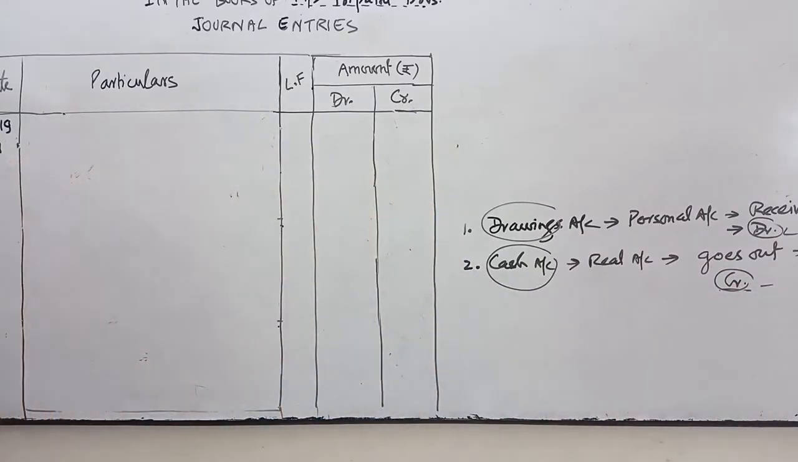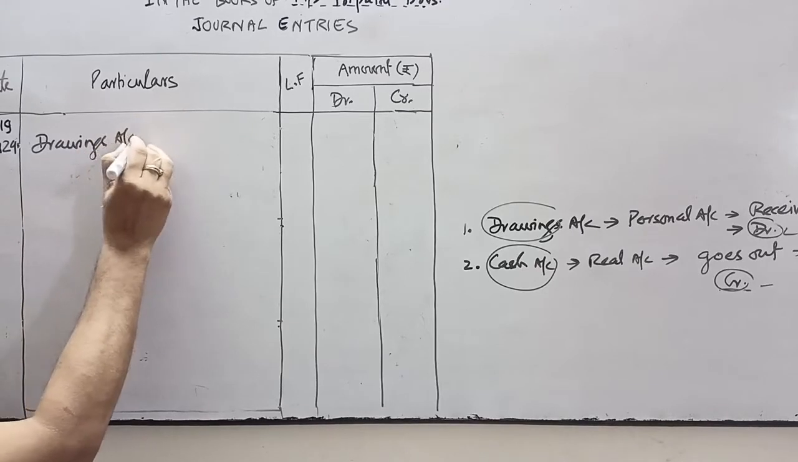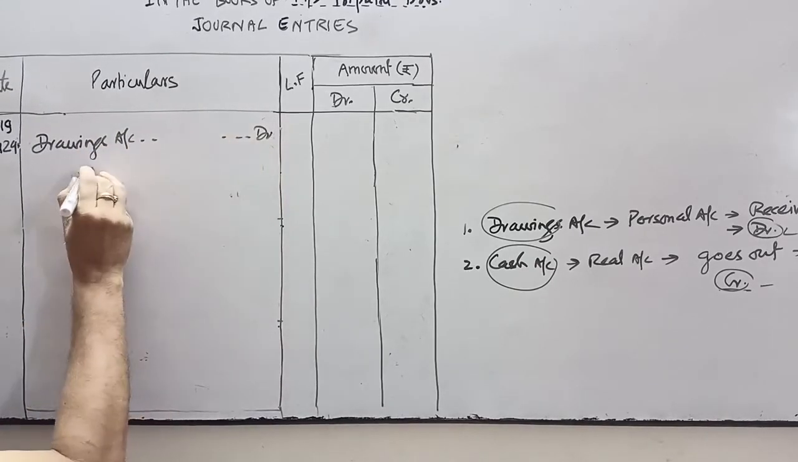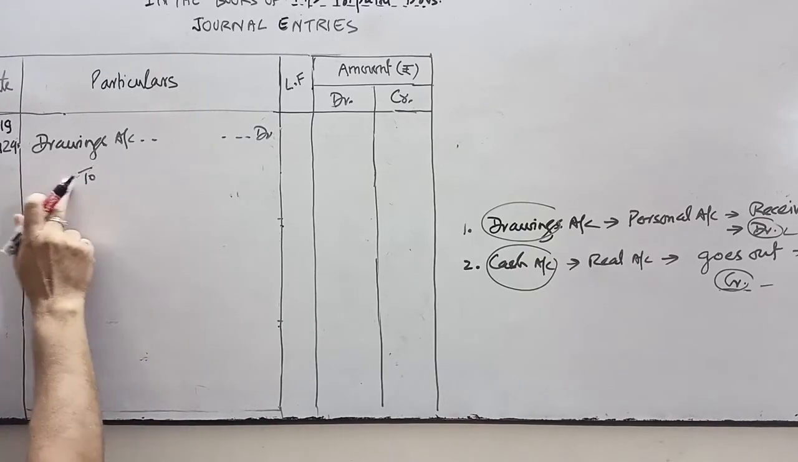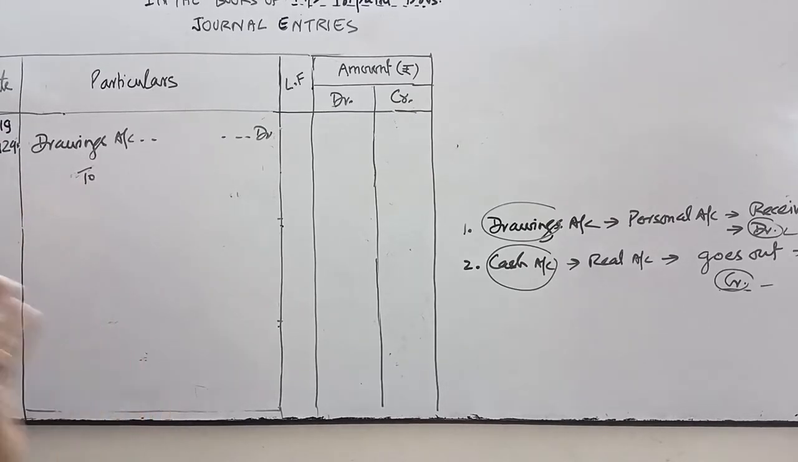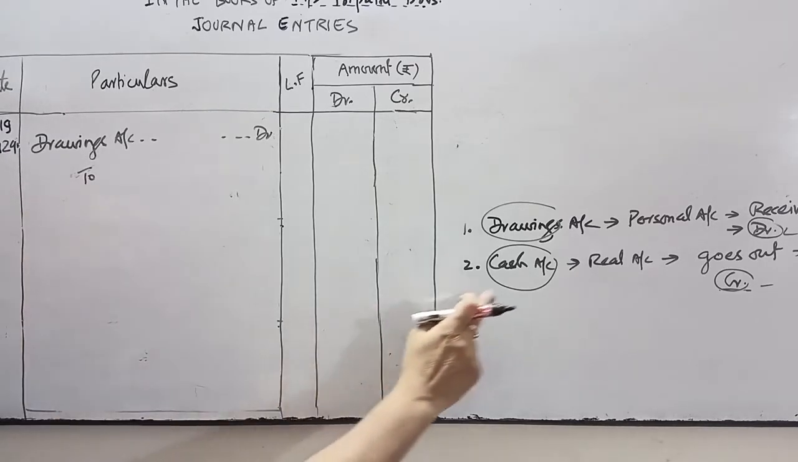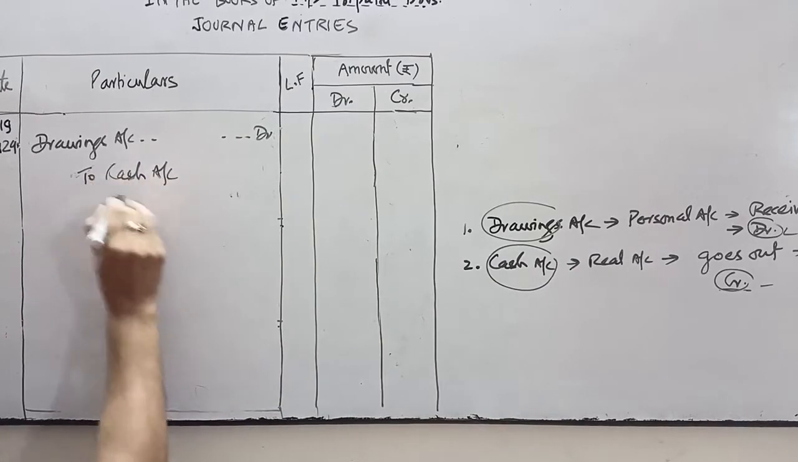So here the date is January 29. Write the 29 over here. Drawings account debit, to, from here take the space over here. I am repeating again and again these things so that this will be long lasting in your memory, that we have to take the space while writing the credit. So take the space from here, and cash is on credit, so to cash account. This is the way we write the credit, cash account.